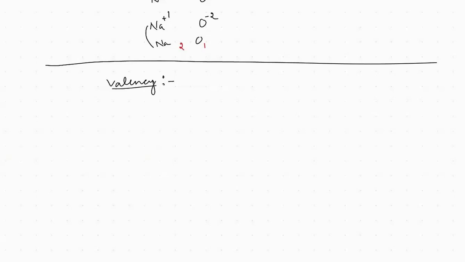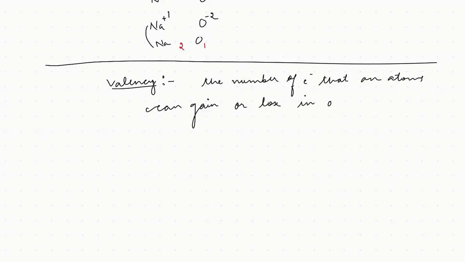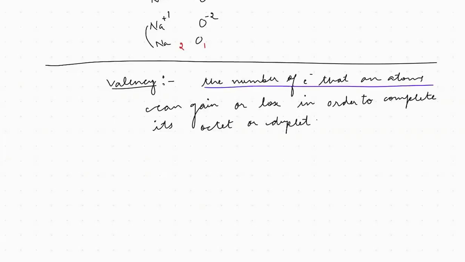Now, valency basically means what? The number of electrons that an atom can gain or lose in order to complete its octet or duplet, right? So, what is valency? Valency is the number of electrons that an atom can gain or lose in order to complete its octet or duplet. That is valency.